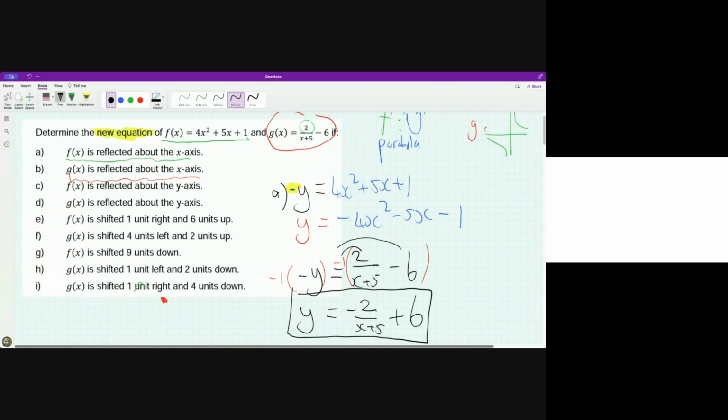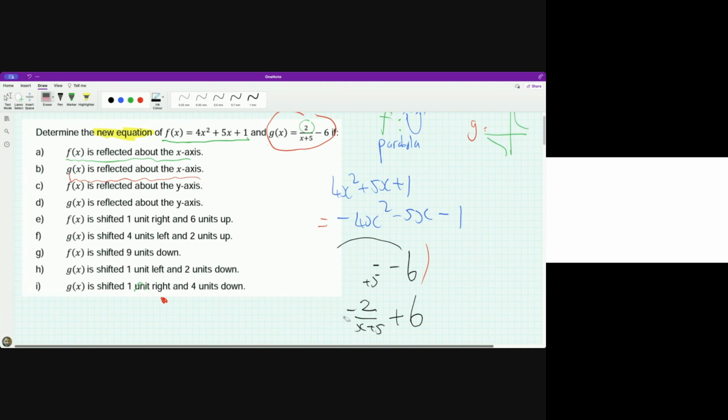Give me a thumbs up if you could follow the answer for B, how we reflected it about the x-axis. Okay. Awesome. So part 1 is done. We've done A and we've done B. Now you're going to have to modify your thinking a little bit for the next one.